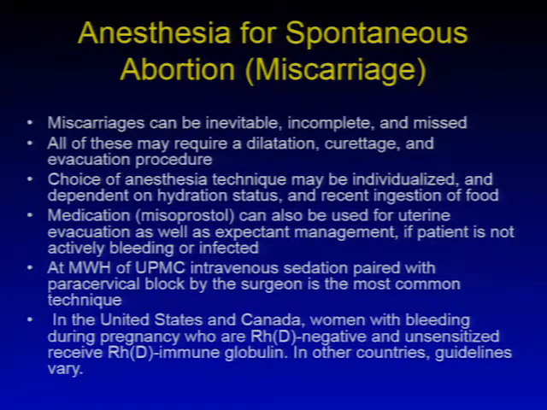In the United States and Canada, women with bleeding during pregnancy who are RhD negative and unsensitized receive RhoGAM. In other countries, guidelines vary, and the dose may vary depending on the age of the pregnancy, how many weeks the pregnancy is.